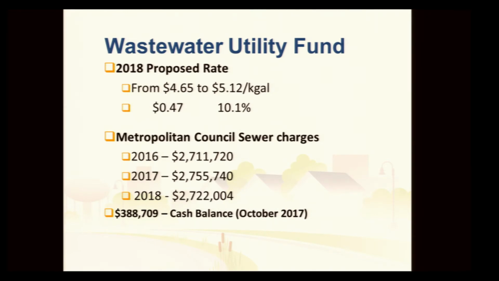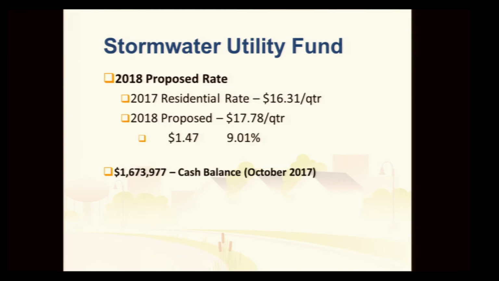Wastewater utility, the proposed rate is going to go up about 47 cents from $4.65 to $5.12 per 1,000 gallons. The biggest cost in the wastewater utility fund is the Met Council sewer charges. Typically those go up every year, 3 to 5 to 10%. In 2018, it looks like we're going to get about a $30,000 decrease, which again, is something I've never seen before either. The stormwater utility fund, the proposed rate is going to go up about $1.47. That's $17.78 a quarter over the 2017 rate.